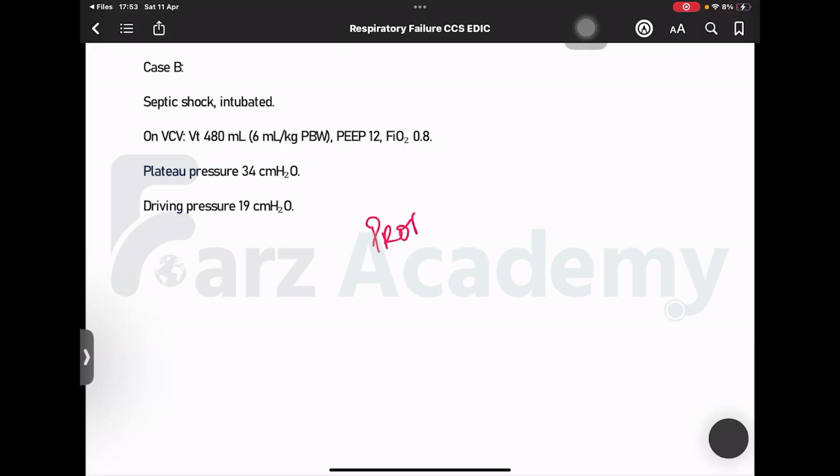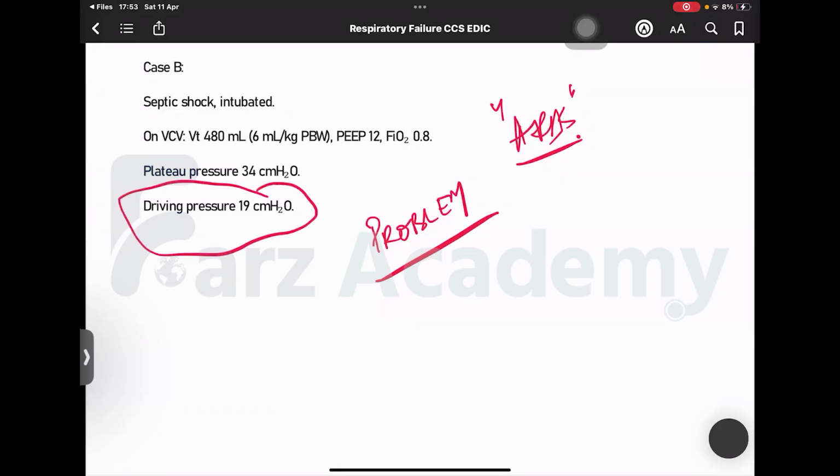I think this patient is having ARDS, evident by high plateau pressure and requiring very high driving pressure, though the patient is on 6 ml per kg, and the PF ratio most likely will be very low. So yes, the patient needs to be troubleshot. The action: I need to assess at bedside again.